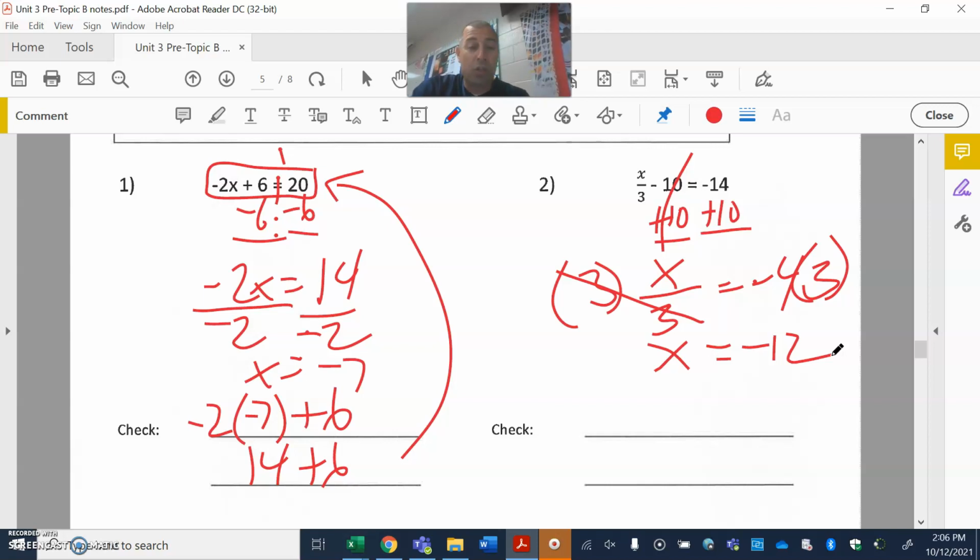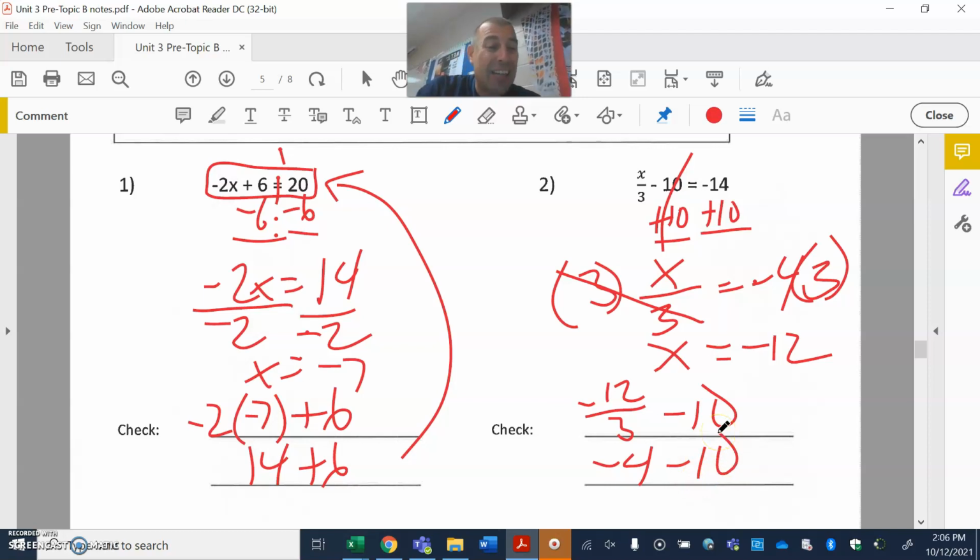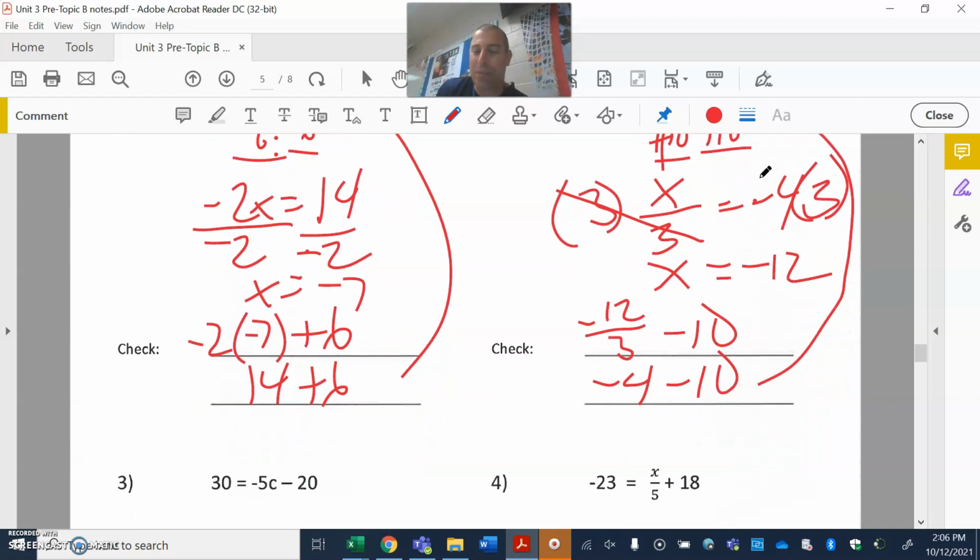So let's go back into the original problem, and let's do that check step. Instead of x divided by 3, it's negative 12 divided by 3, and then minus 10. Negative 12 divided by 3 is a negative 4. So negative 4 minus 10, is that a negative 14? And again, I'm going right back up there. And sure enough, it is. So I know I've got myself something good there.